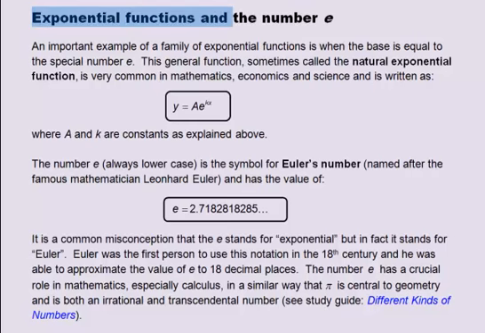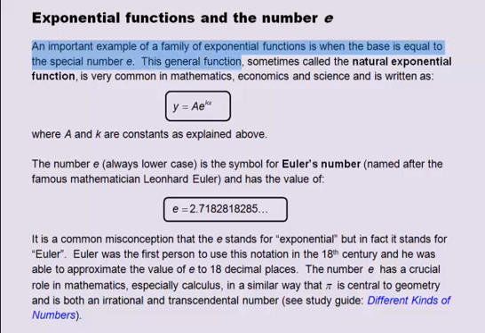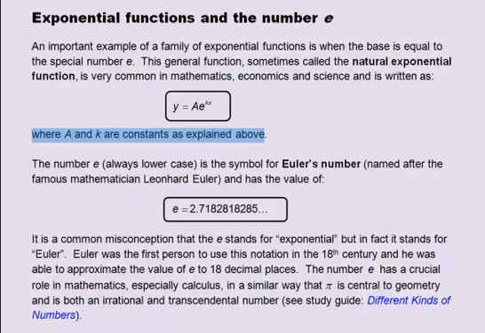Exponential functions and the number e. An important example of a family of exponential functions is when the base is equal to the special number e. This general function, sometimes called the natural exponential function, is very common in mathematics, economics and science, and is written as y equals a multiplied by e to the power kx, where a and k are constants, as explained above.